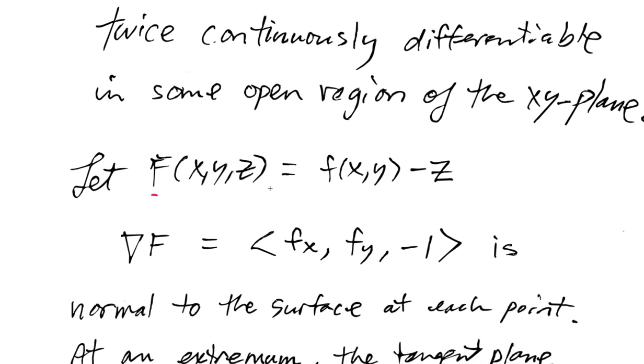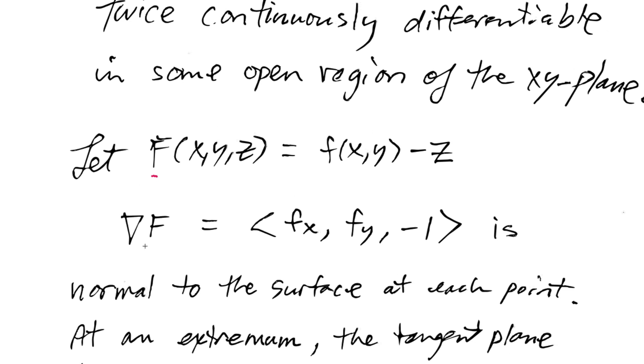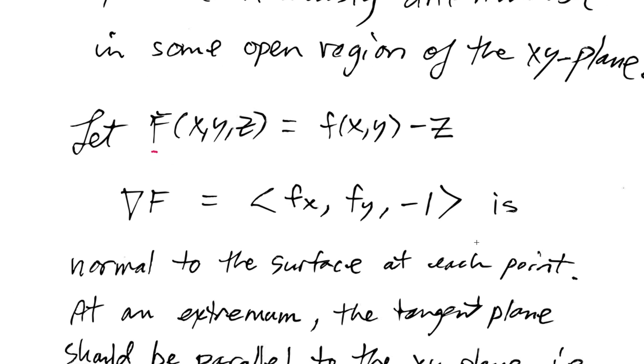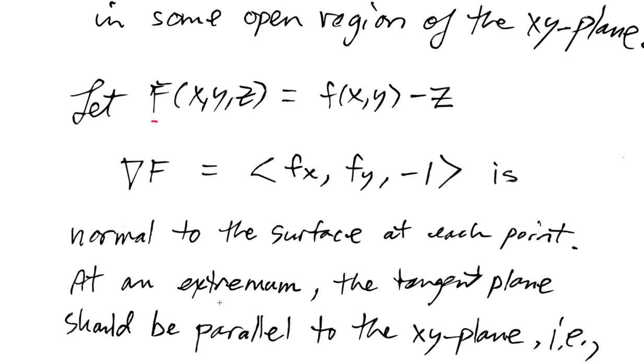So there we've got a function of x, y, and z. Now the gradient of cap F, which I've written here, would be what? We've already gone through this. Little f sub x, comma, little f sub y, comma, -1. We know that's going to be normal to the surface at each point. Now at an extreme value, or an extremum, the plural is extrema, singular in Latin, that means a minimum value for z or a maximum value for z.